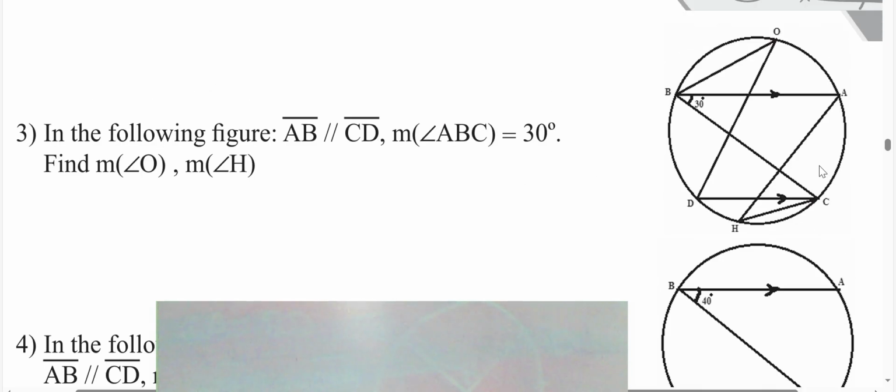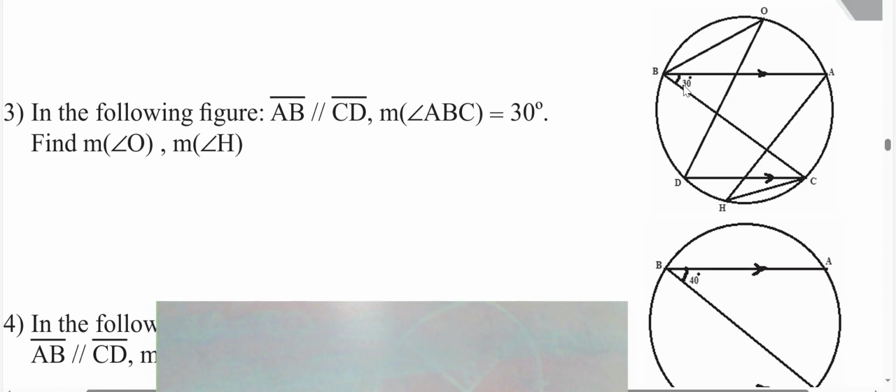This circle here gives me two parallel sides. This angle is 30 degrees. This angle will also be 30 degrees. We call them alternate angles. You want to find the measure of angle H. H here will also be 30 degrees because B and H are drawn in the same arc. H and B are inscribed angles in the arc AC. They are equivalent. The measure of angle H will be 30.